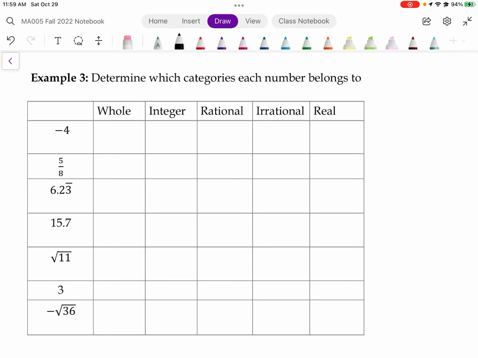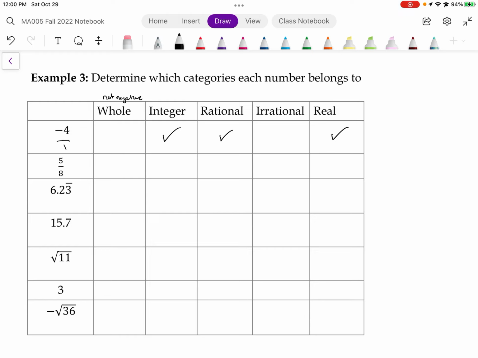So -4 is not a whole number. We're not doing counting numbers in here because it's a little repetitive, because counting numbers and whole numbers are exactly the same except for the 0. So it is not considered a whole number because it's negative. Whole numbers do not include negatives, right? They start with 0 and go up. So it is an integer. It is rational because it can be stated as -4 over 1. And it is a real number. All right, so why don't you try the rest?